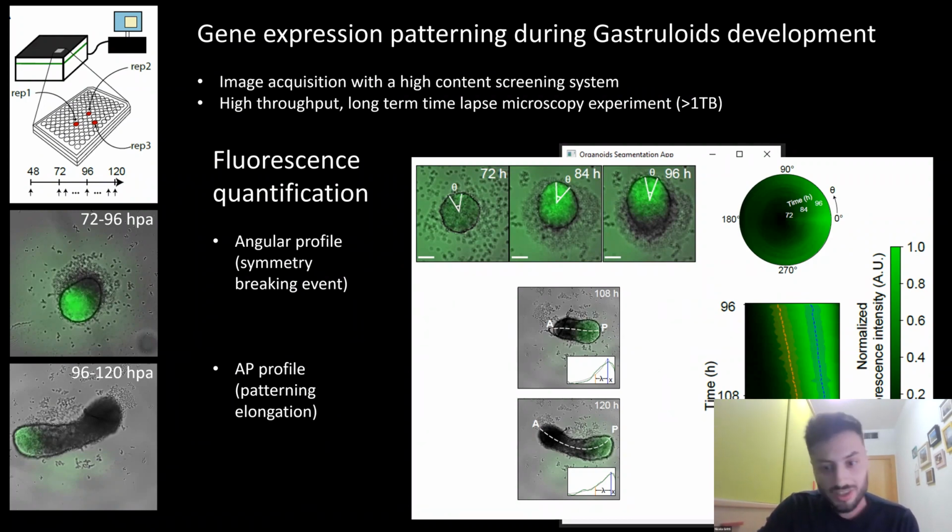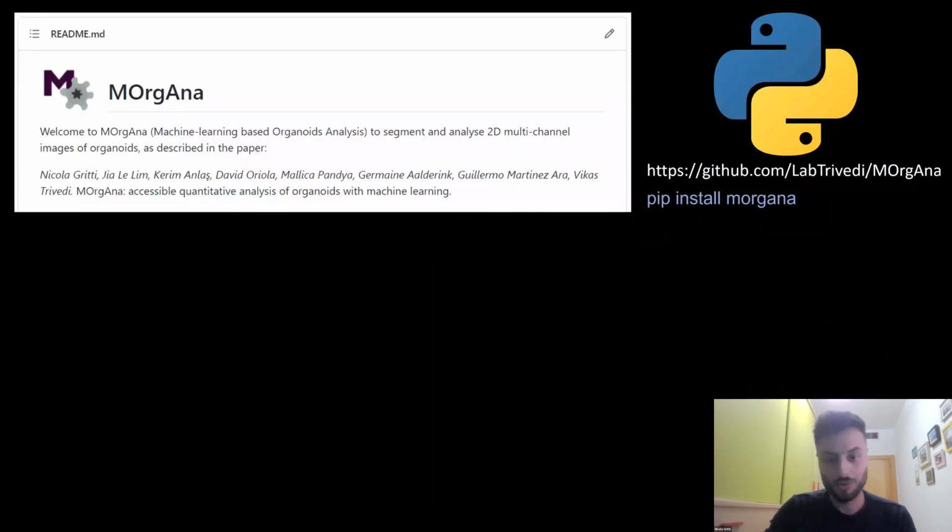Okay, so these are the three examples that I wanted to show you. And MOrgAna, I just want to say, is released as a Python package. We have a GitHub page hosted by Lab Trivedi. And as is common for Python packages, this can be installed on top of a pre-existing Python installation using the command pip install MOrgAna.